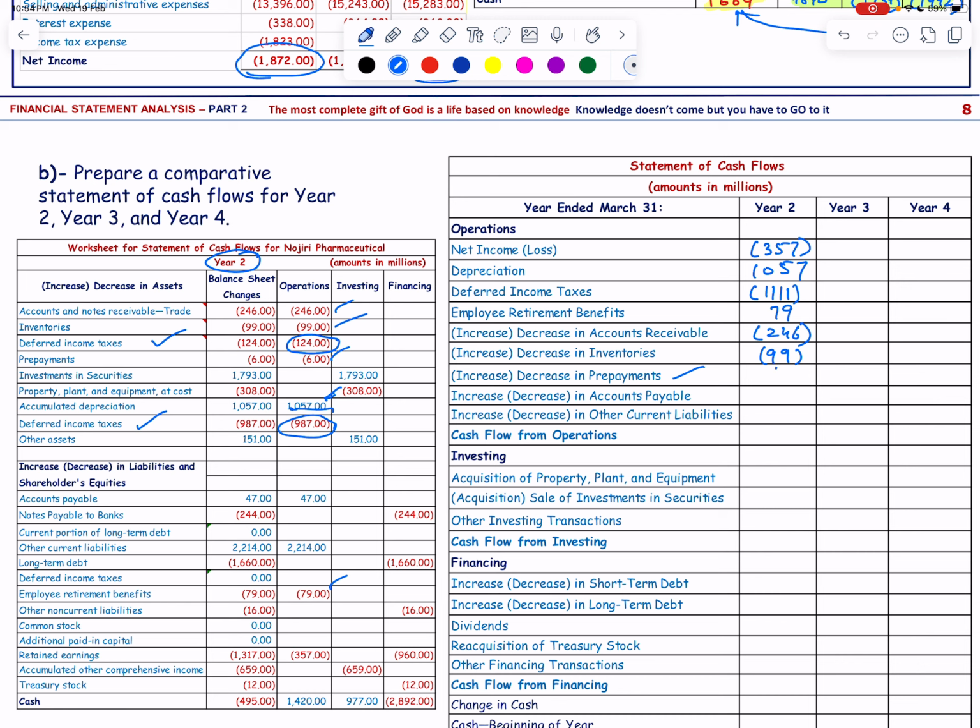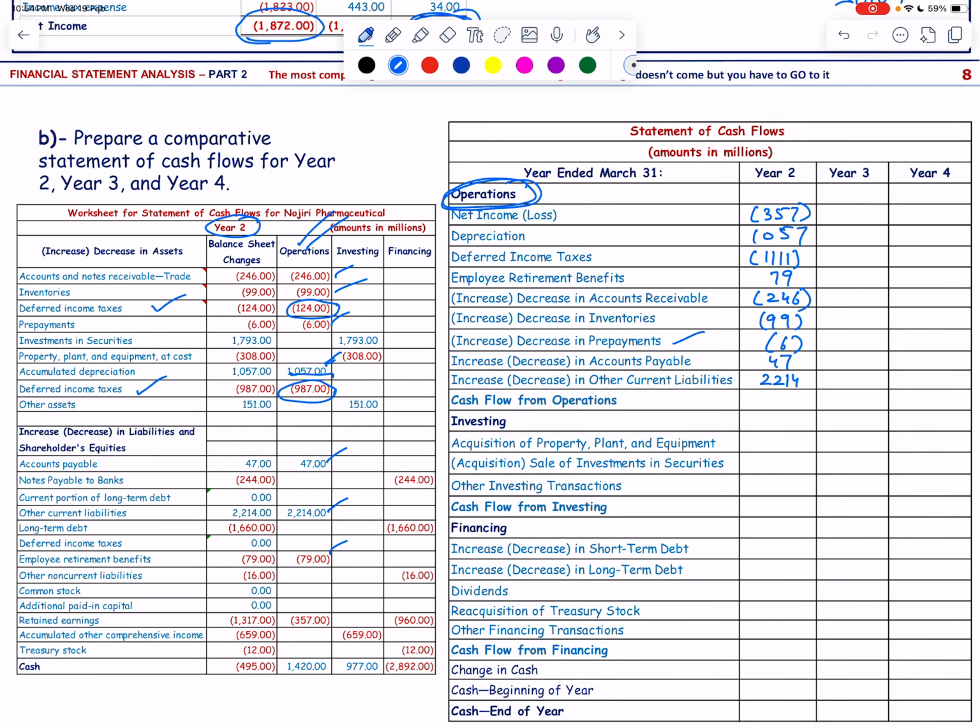Don't forget that we are preparing this for the operation, so we will take only the operation in the first section. Then we have the increase and decrease in the accounts payable of 47. Then we have the increase or decrease in the other current assets, that is 2214. And I think we have covered all of them, because the others are going to be either for investing and financing. We will look into it in a while.